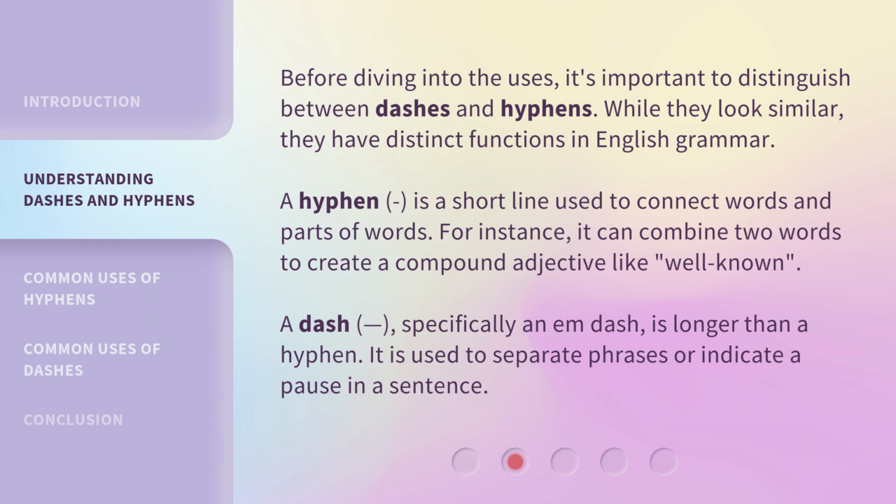Before diving into the uses, it's important to distinguish between dashes and hyphens. While they look similar, they have distinct functions in English grammar. A hyphen is a short line used to connect words and parts of words. For instance, it can combine two words to create a compound adjective like well-known. A dash, specifically an em dash, is longer than a hyphen. It is used to separate phrases or indicate a pause in a sentence.